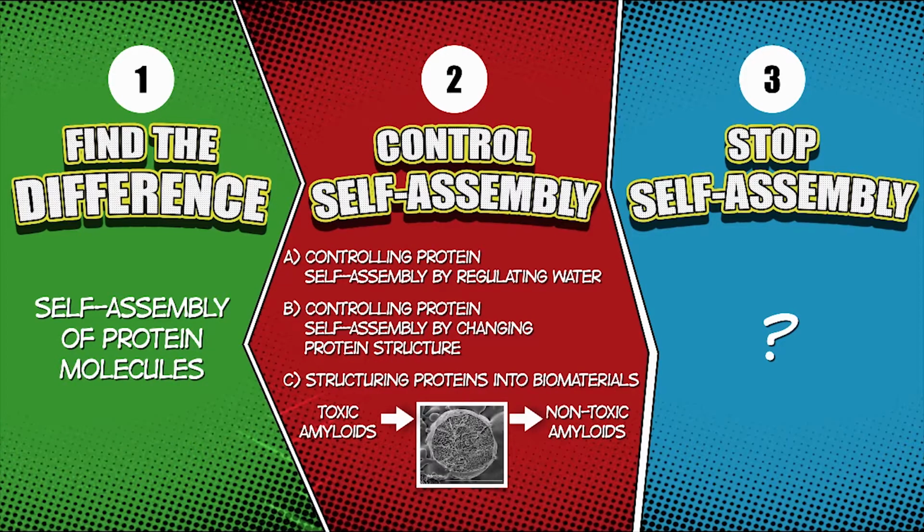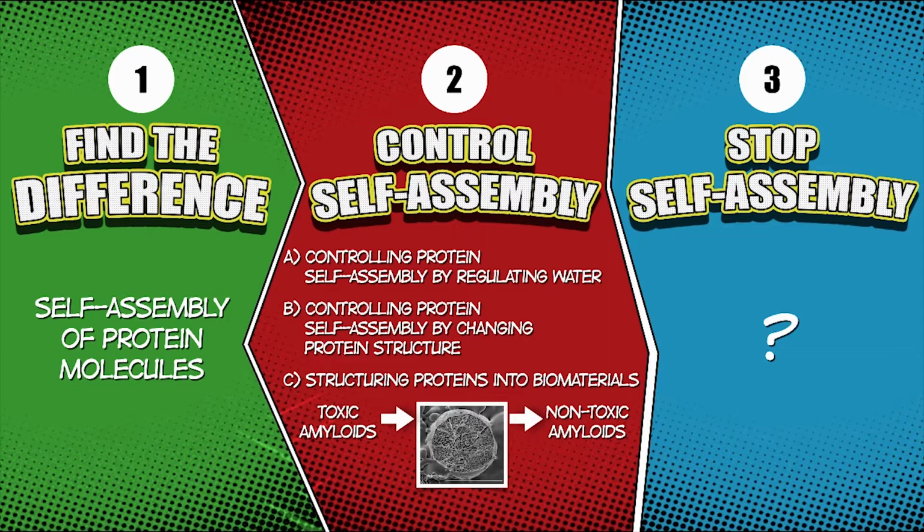Yes, now we know how to control the self-assembly process. It depends on what type of protein we are working with. We can either go the way which insects are going by regulating the amount of water in the structure, or by changing the protein structure via inserting the genetic information into a bacteria cell, or by simply structuring proteins into biomaterials.